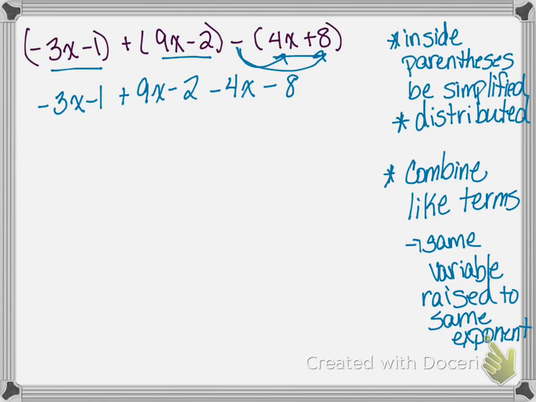So I've got negative 3x, positive 9x, and negative 4x. Negative 3x and positive 9x would give me positive 6x, positive 6x, and minus 4x, 2x. Excellent, good job. Okay, and now I have negative 1, negative 2, and negative 8. What does that give me?